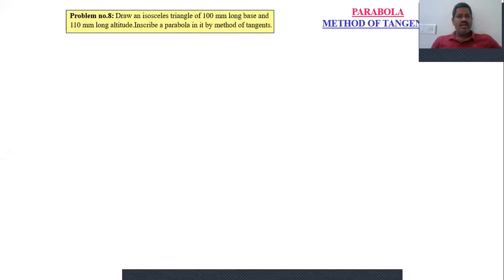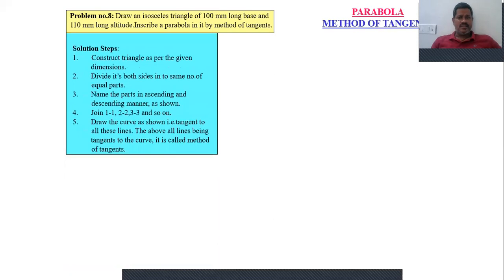So then let me move further to see the parabola in tangent method. It also looks similar, but there is a slight difference between the rectangle method and the tangent method. In the previous case, we got specific points, but in this case, we are not going to get the points. We have to draw a curve by touching different lines, as a tangent.